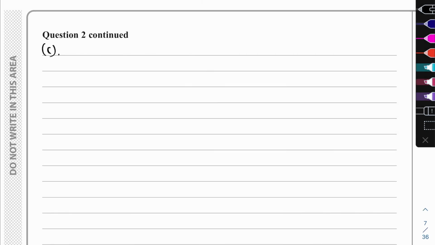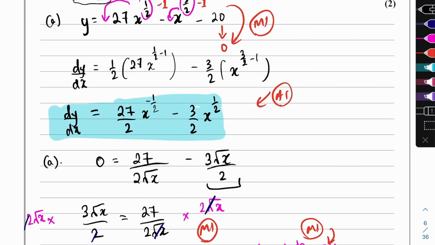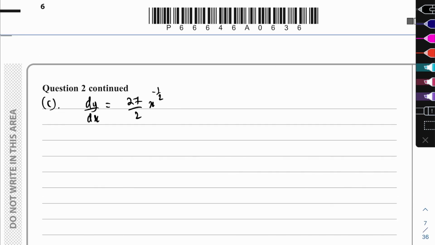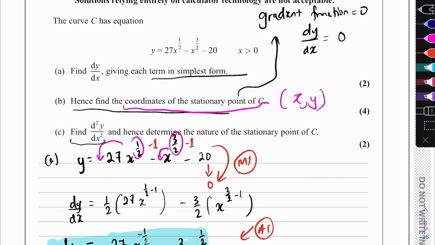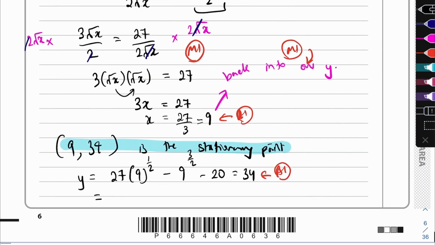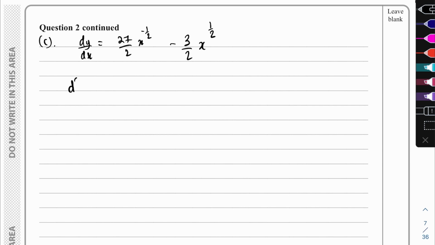Let's first write what dy over dx is. We know dy over dx is 27 over 2 x to the power of negative a half. Let's go back up to be sure. It's minus 3 over 2 x to the power of a half. All right. So to determine the nature of the stationary point, first we need to find d squared y over dx squared. We can do that. So we just have to differentiate it again.